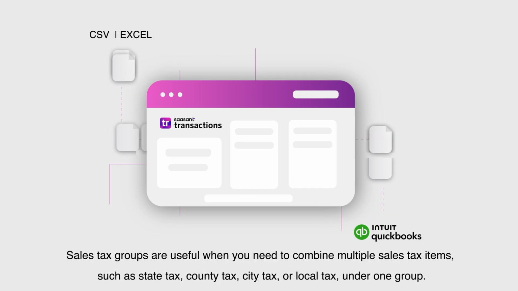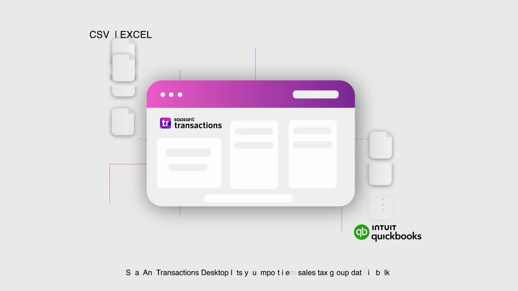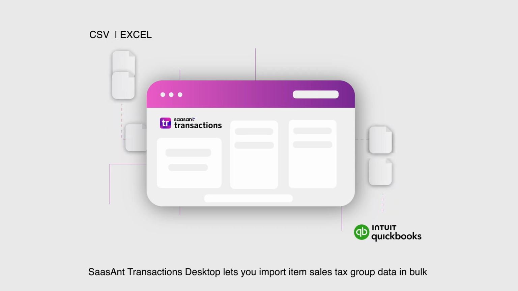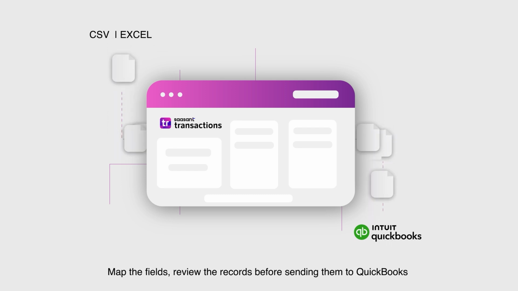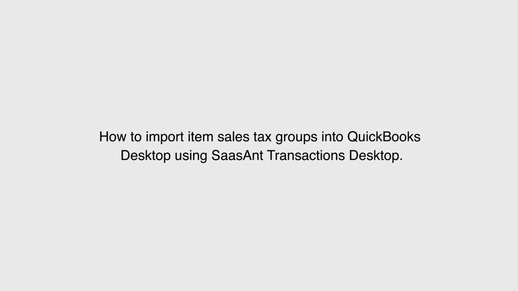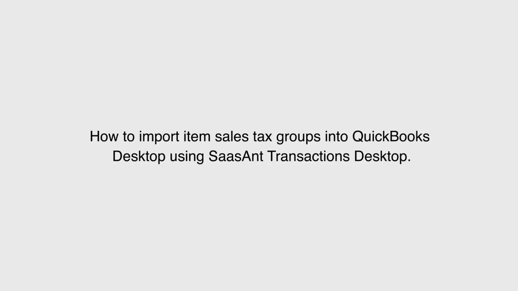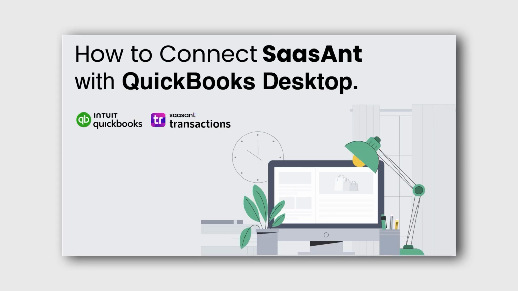Instead of creating each sales tax group manually, SaasAnt Transactions Desktop lets you import item sales tax group data in bulk, map the fields, review the records before sending them to QuickBooks Desktop, and download the import result for your records. In this video, I will show you how to import item sales tax groups into QuickBooks Desktop using SaasAnt Transactions Desktop. To learn how to connect SaasAnt Transactions Desktop with QuickBooks Desktop, check the setup video link in the description.